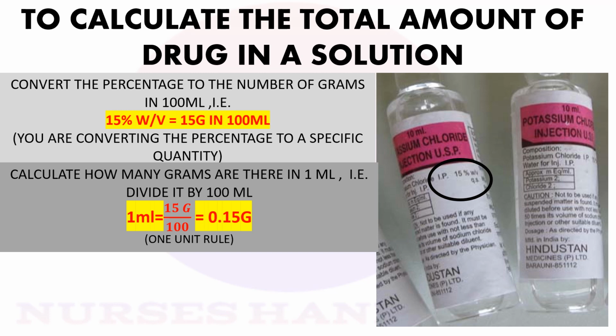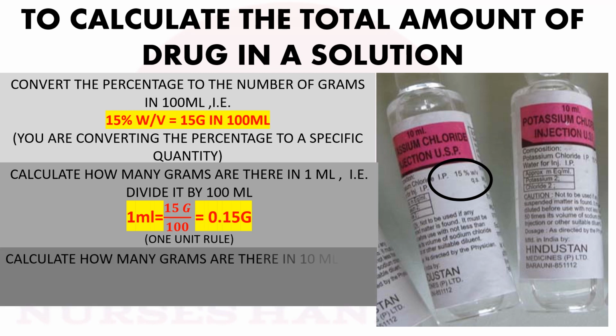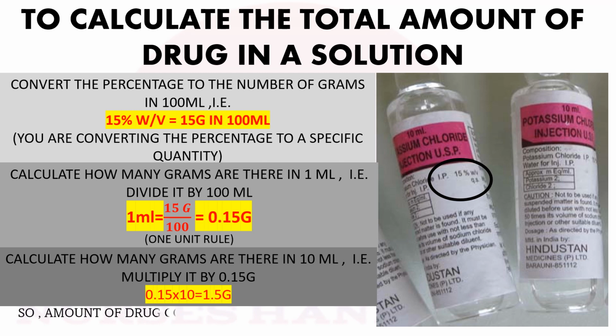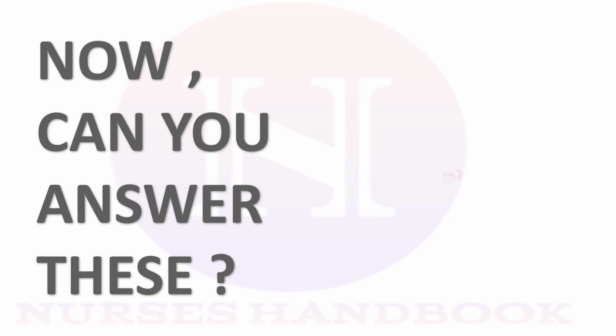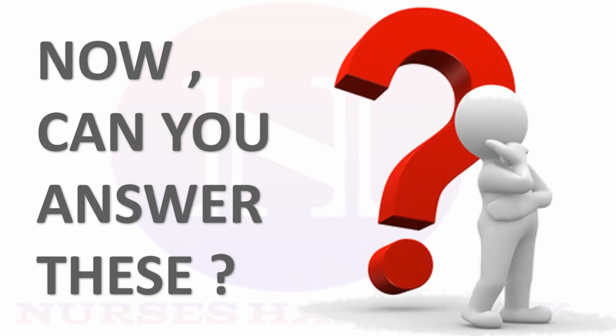Here I have used the simple 1 unit formula to calculate how much gram is present in 1 ml. Now coming to the third step, that is to calculate how much grams are there in 10 ml. Simply multiply 0.15 grams by 10 and we get the answer as 1.5 gram. So in 1 ampule of 10 ml of potassium chloride, we have 1.5 grams of potassium chloride in the complete solution. I have got some sets of questions now. Let us solve them together.